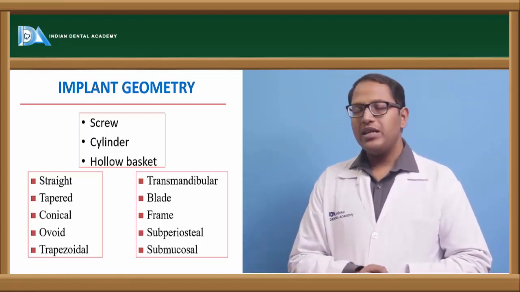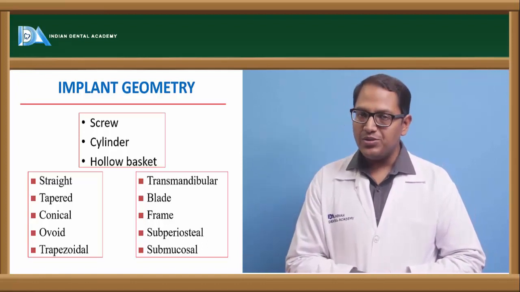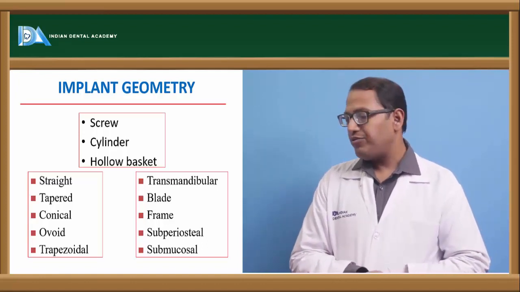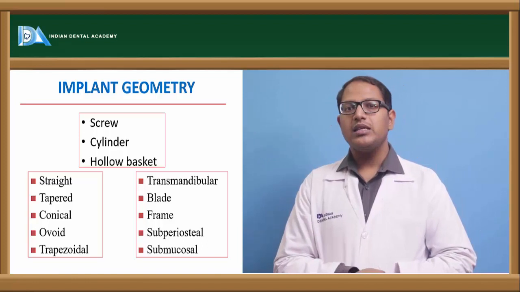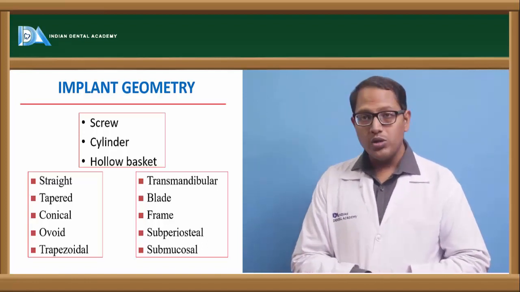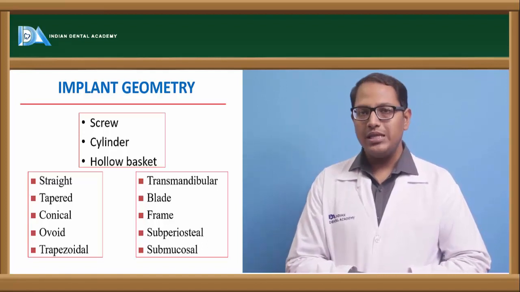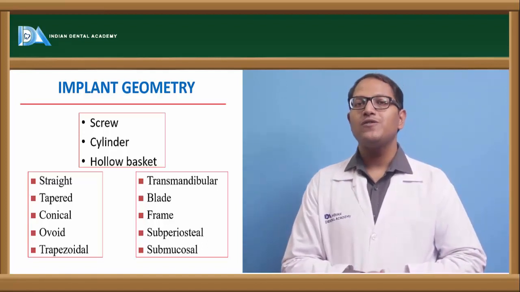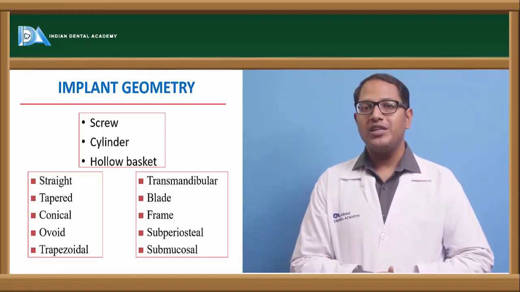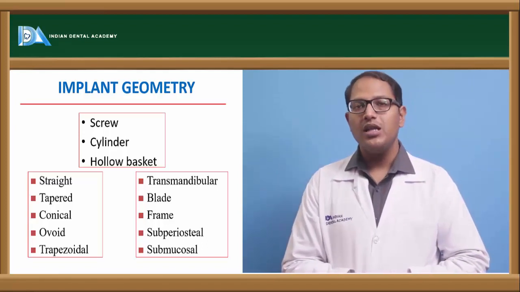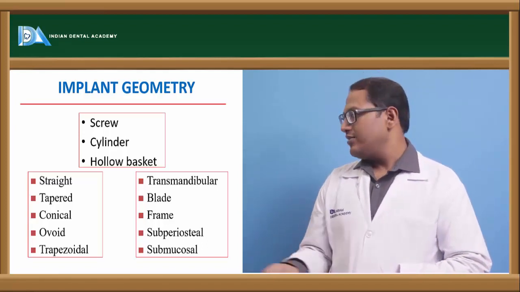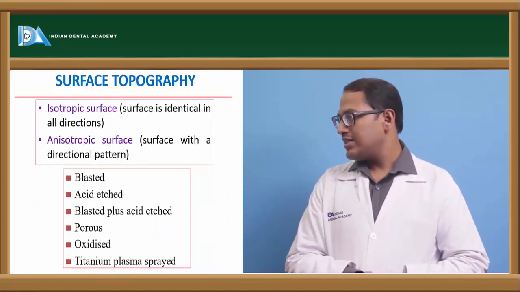Implant geometry can also depend on blade form, as I told earlier. Plate form, frame, subperiosteal, then there are supra or submucosal inserts, also called submucosal inserts. Those can be used these days. This is mainly used for the implant supported overdenture, called submucosal insert overdentures. We have transmandibular, not used these days.